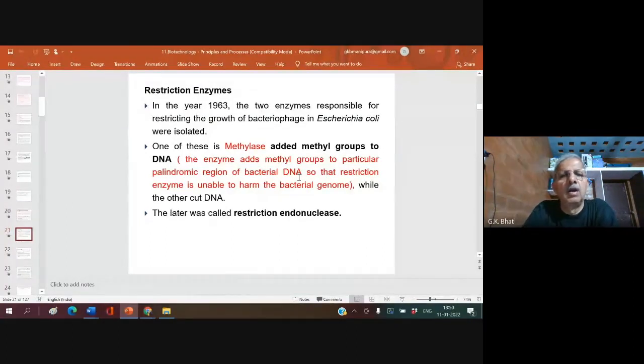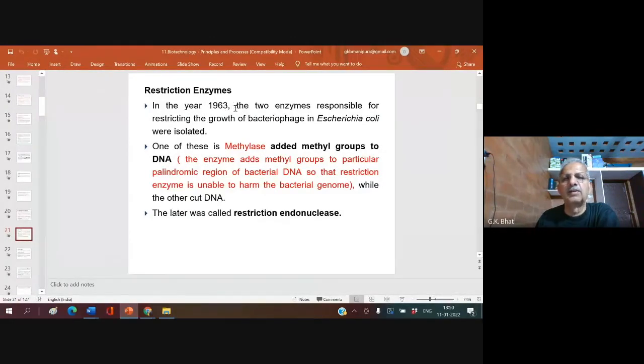Restriction enzymes. In the year 1963, the two enzymes responsible for restricting the growth of bacteriophage in Escherichia coli were isolated. Very important. One of these is methylase, which adds methyl groups to DNA. In your NCERT book, they have not mentioned the details about these two enzymes.